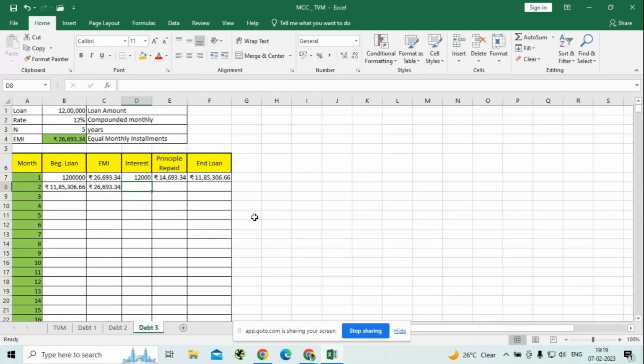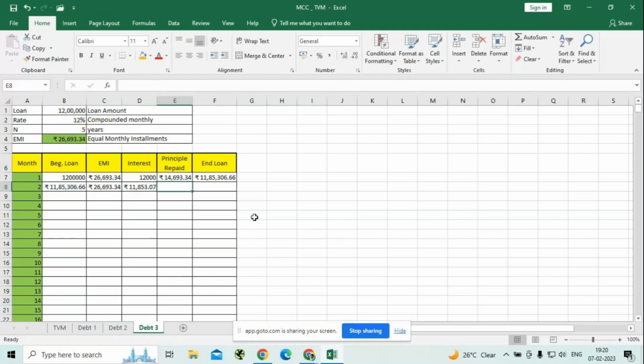Okay, good. The next, interest would be B8 into B2 divided by 12. That is B2. So I'll make it as dollar B dollar 2. Then divide by 12. Very good.